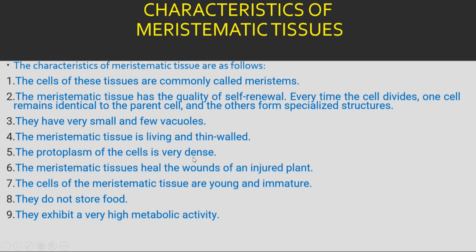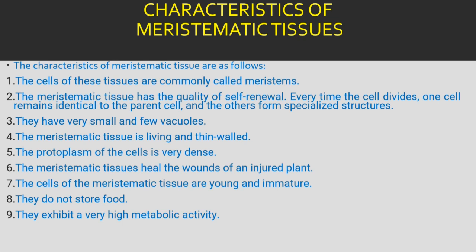The protoplasm of the cells is very dense. Meristematic tissues also heal the wounds of an injured plant. Normally we define a wound as bleeding, and plants also bleed, but it is not red in color. When we cut a tree or a part of a tree, some very sticky secretions come out, and those secretions help the plant.